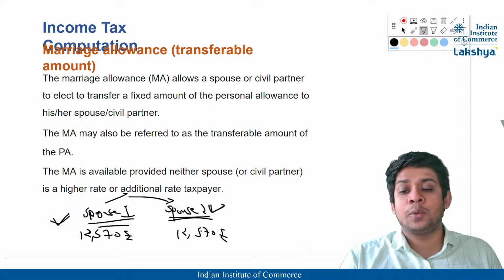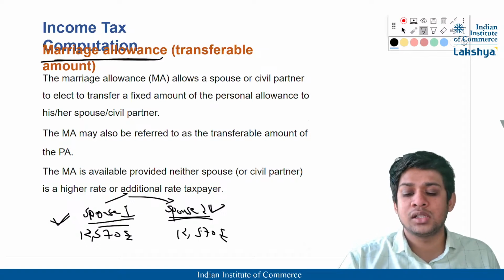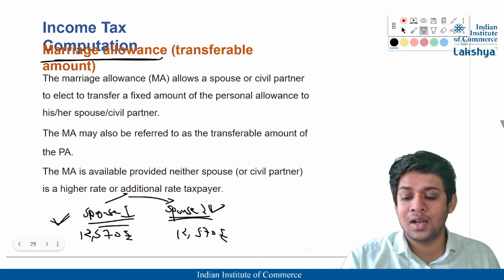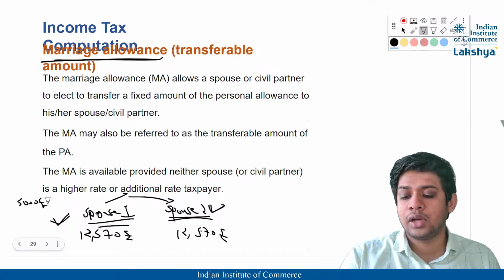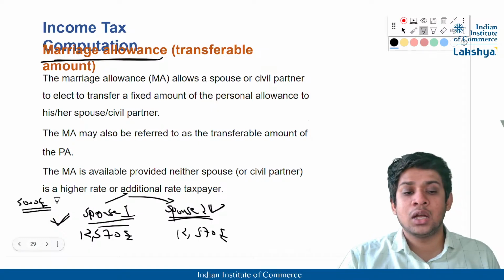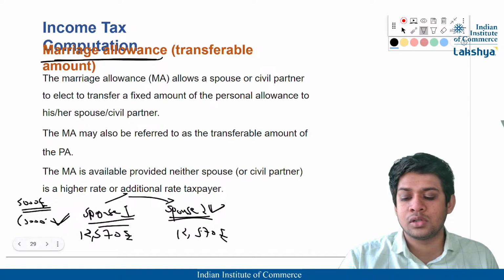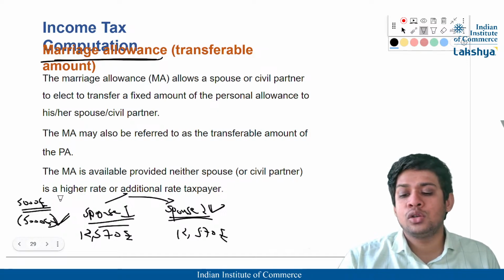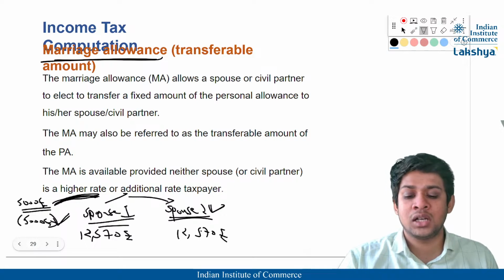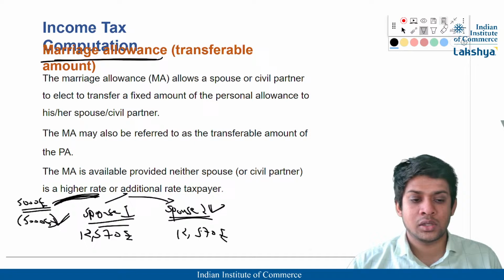Okay. So, they have an option to use the marriage allowance, and maybe say spouse 1 has an income of only 5,000 pounds. Right. So his total personal allowance will not be used here because he has an income and he can only adjust 5,000 pounds. Right. So the remainder, it is lost. Right. So he could rather make an election to actually transfer some amount of his personal allowance to the spouse too. Okay. So that is known as marriage allowance.